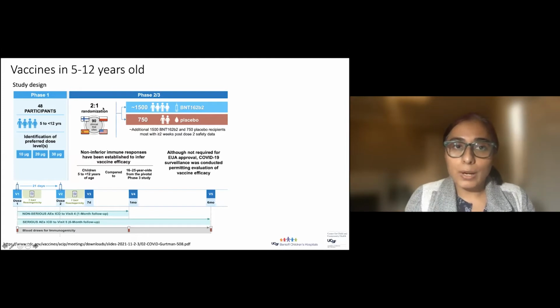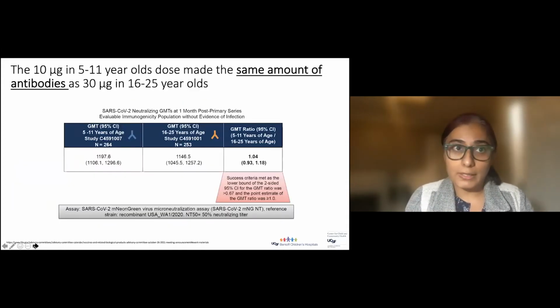They randomized it 2 to 1, so 2 would get the vaccine and 1 would get the placebo. And they looked at several different sites, United States being one of them. They looked at dose 1, and 21 days later, they gave dose 2. And then they did a 1-month follow-up for all non-serious adverse effects. They did a 6-month follow-up for all serious side effects. And then they also did blood draws in terms of immunogenicity, meaning if the vaccine was effective at all in order to prevent COVID-19. So this is just a slide to essentially show you that the same amount of antibodies were created with 10 micrograms versus this 30 micrograms in the older age group.